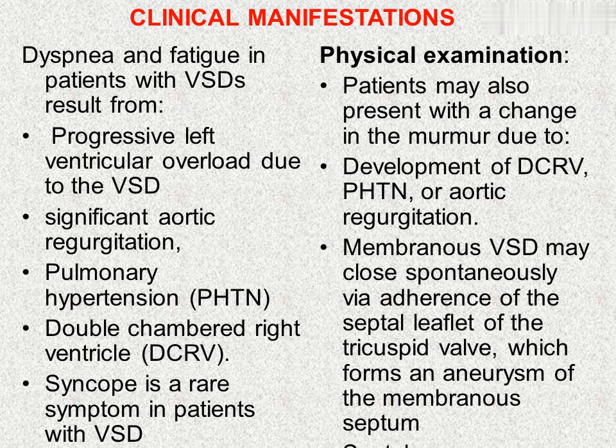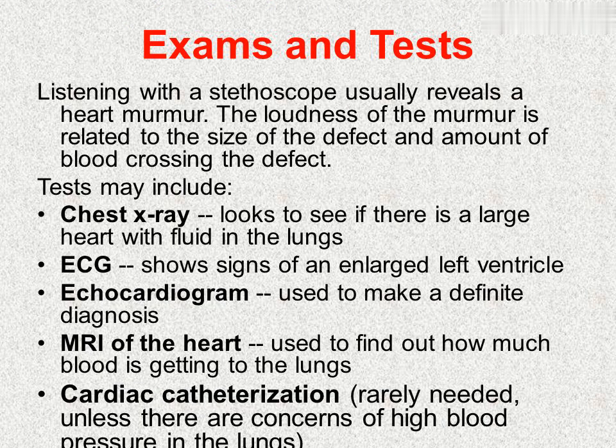Physical examination: patients may also present with a change in the murmur due to development of DCRV, PHTN, or aortic regurgitation. Membranous VSD may close spontaneously via adherence of the septal leaflet of the tricuspid valve, which forms an aneurysm of the membranous septum. Septal aneurysm may cause a new mid-systolic click and may lead to syncope due to RV outflow obstruction. Exams and tests: listening with a stethoscope usually reveals a heart murmur. The loudness of the murmur is related to the size of the defect and amount of blood crossing the defect.